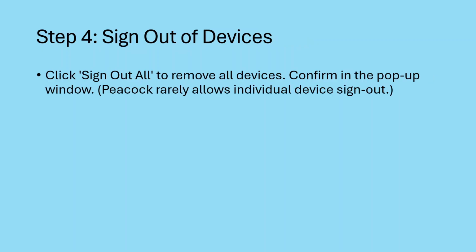Step 4, sign out of devices. Click sign out all to remove all devices. Confirm in the pop-up window. Peacock rarely allows individual device sign out, so you will have to do all devices at the same time.